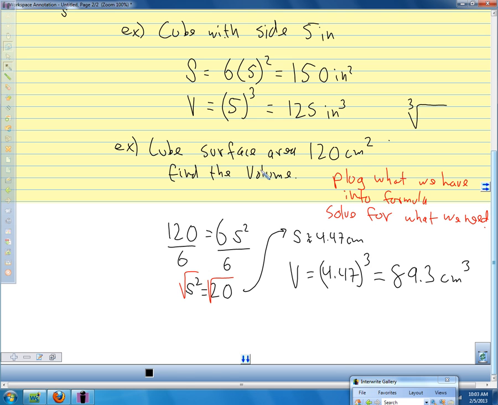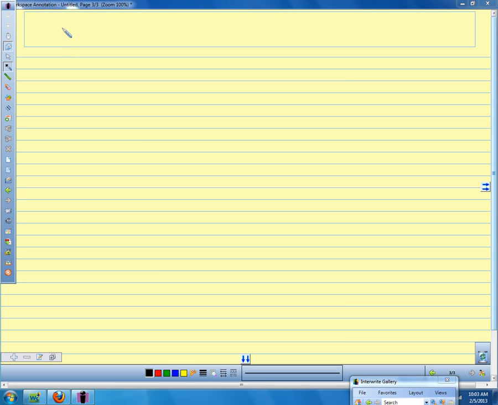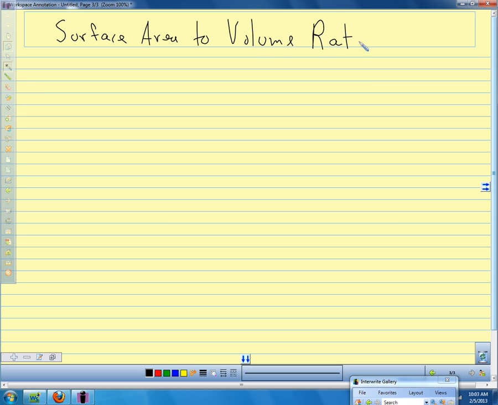Okay, last thing for today. Surface area to volume ratio. Surface area to volume ratio is an important thing for a lot of science. We use surface area to volume ratio to explain why things are shaped the way they are. And we'll talk about that in just a second.